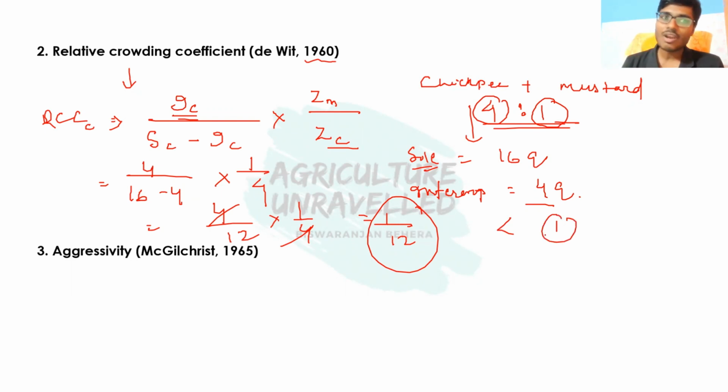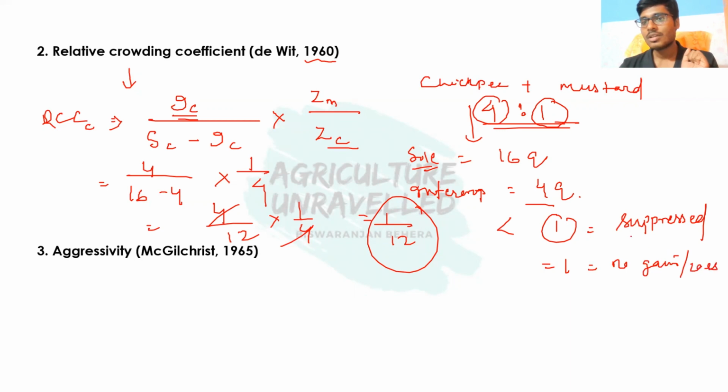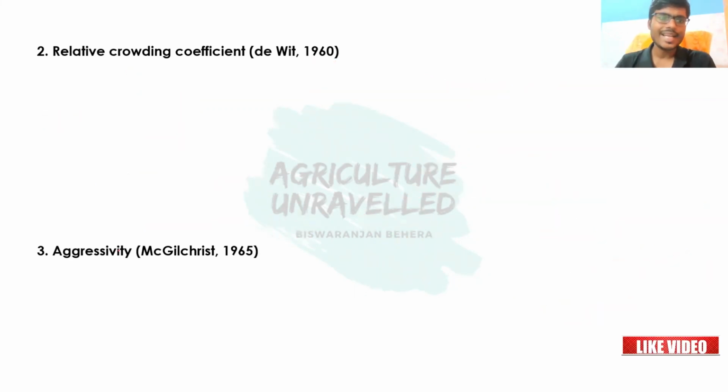So what is the interpretation of the relative crowding coefficient? If it is less than 1, then the considered crop is suppressed. If it is equal to 1, there is no gain or no loss. But if it is less than 1, then the considered crop, in this case the chickpea, is suppressed and there is yield loss in case of chickpea. And if it is more than 1, then there is an advantage in yield in case of chickpea or the considered crop. Then coming to the next, that is aggressivity.